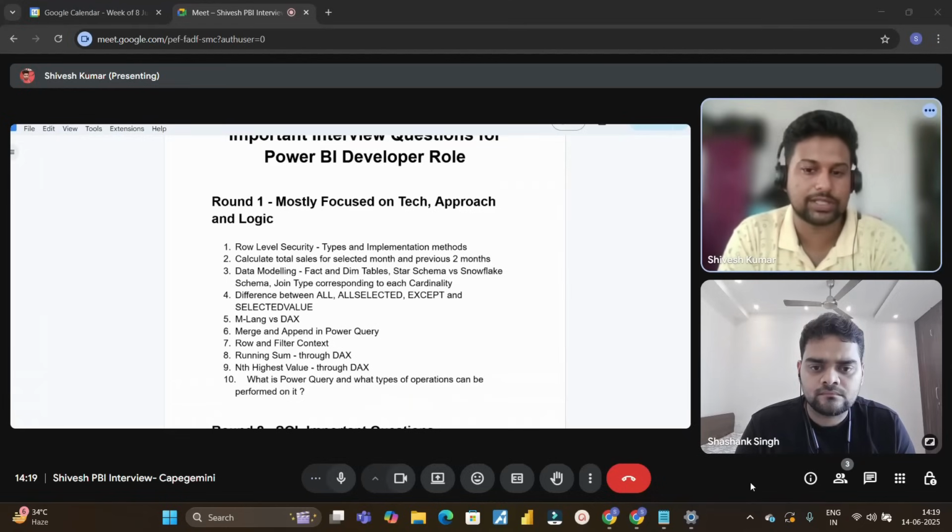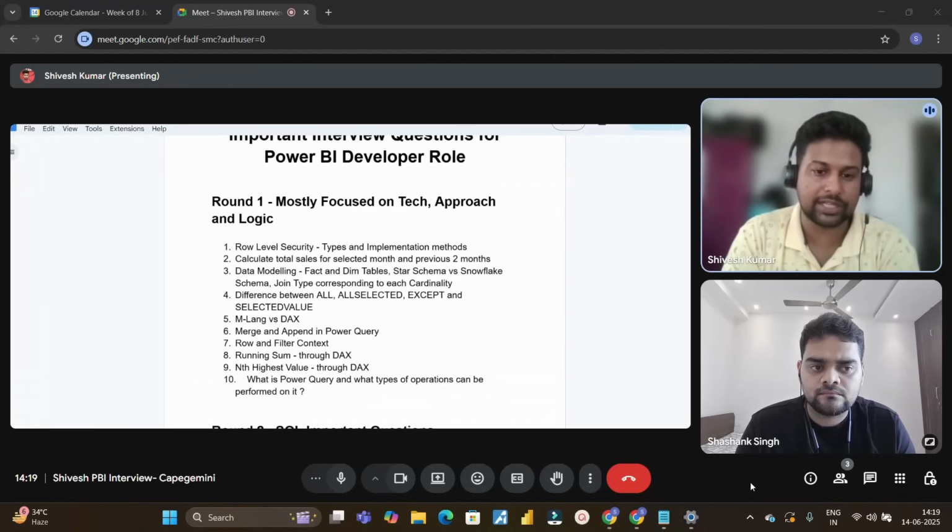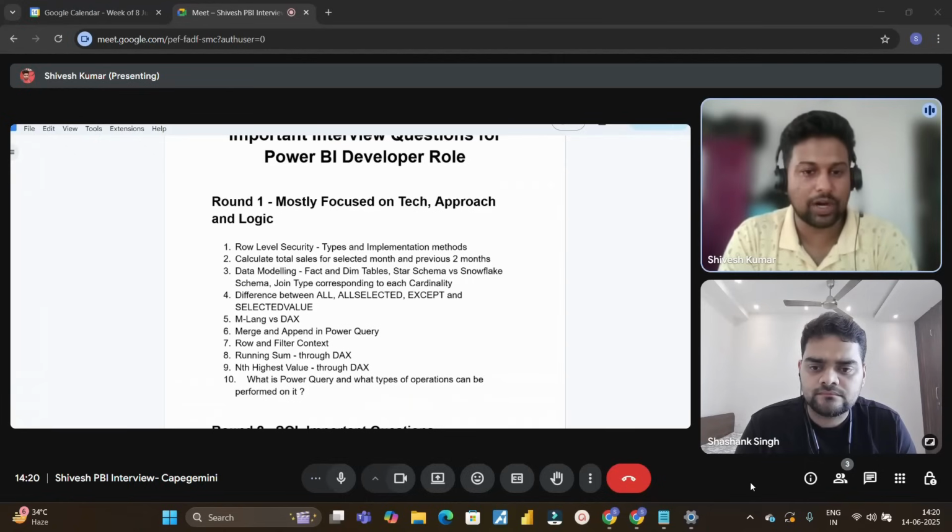So total 3 months sales we would be having there. Coming to data modeling. Data modeling is one of the important factors that we should be taking care of. We should be looking into fact and dimension, star schema versus snowflake, and the join type and the cardinality, what it belongs to, what it does, and what are the factors that are affecting our data model.